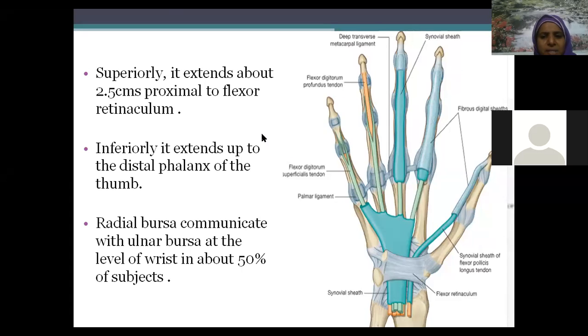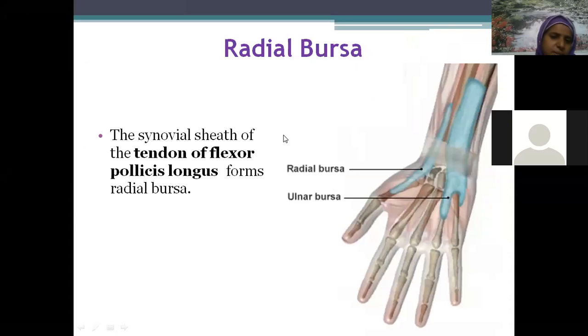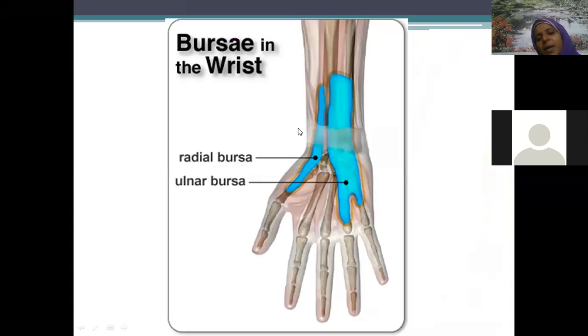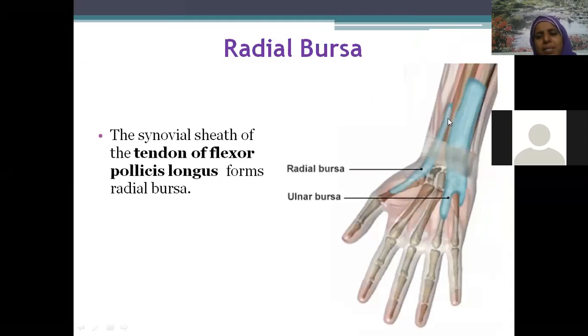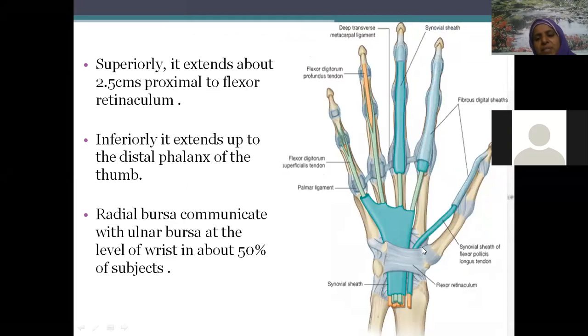So what we were discussing, beta, I was talking about bursae, isn't it? So how many bursae do we have? Radial bursa, ulnar bursa, isn't it? So radial bursa is nothing but the synovial sheath which is enclosing the tendon of flexor pollicis longus. So we have seen its proximal and distal extension. Superiorly, it is extending about 2.5 centimeters proximal to flexor retinaculum. Inferiorly or distally, it is extending up to the distal phalanx.